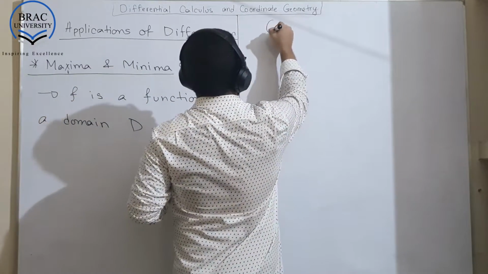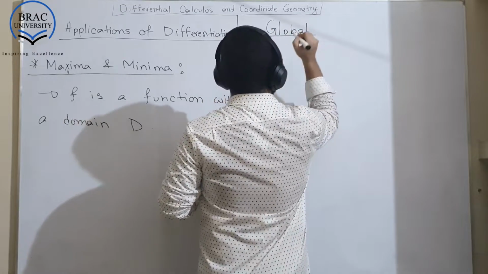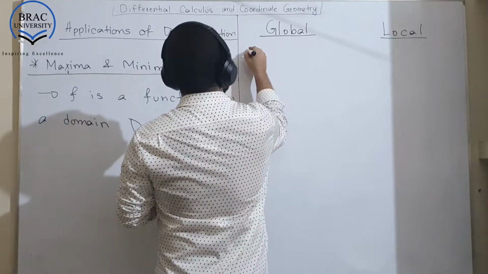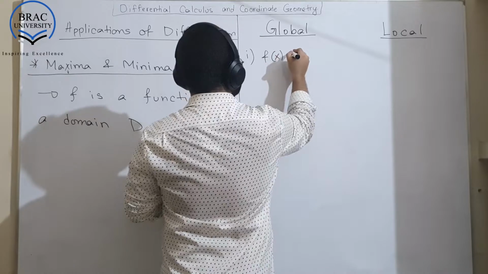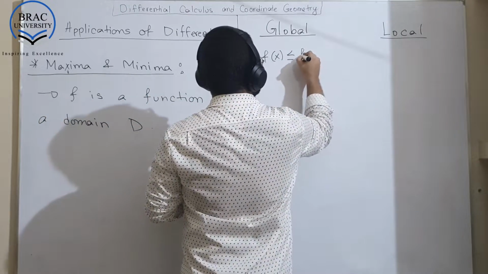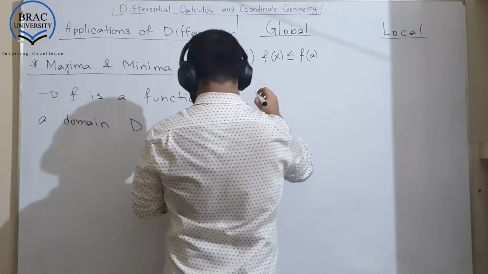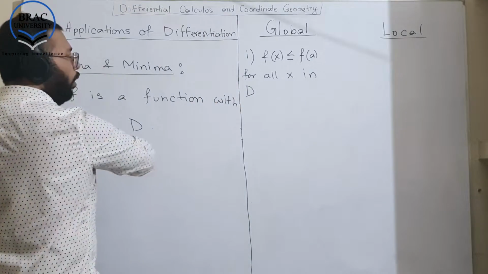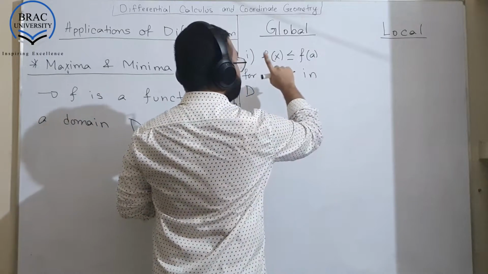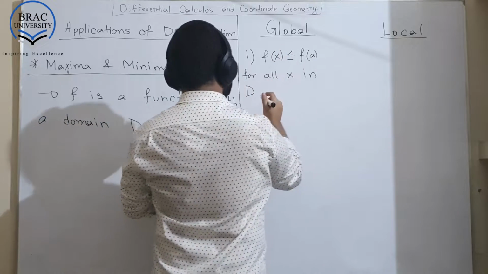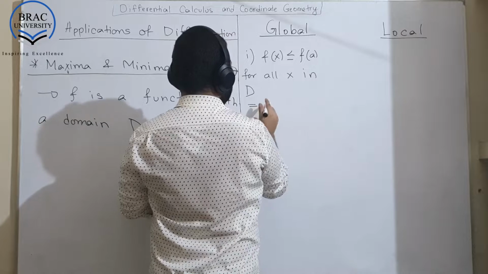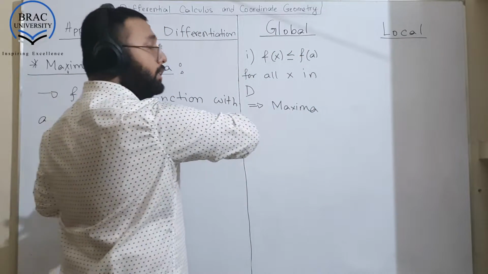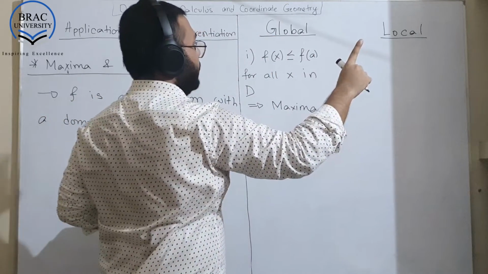Maxima and minima are of two types. The first is global maxima and minima, and the second one is local. Let's see what they are. If the function has values less than or equal to f of a for all x in D, the whole domain, in all of the inputs you can give, then the value at a, we call it a maxima, or more accurately, a global maxima. In the whole function, f of a is the largest value the function can get.